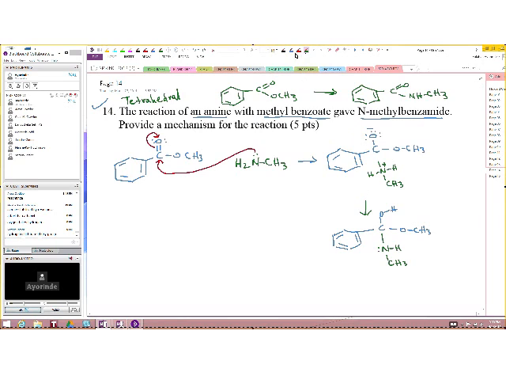In other words, the arrow will now be coming here. You say we are going to pick this up, and this pair of electrons stays with it. Okay, now what do you do at this point? You see how we have a tetrahedral intermediate. What do you do at this point?